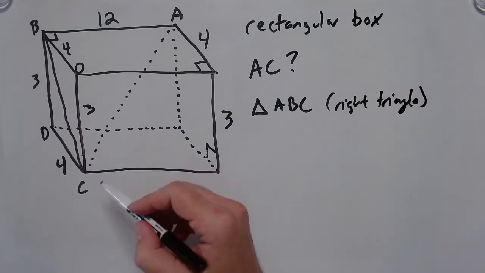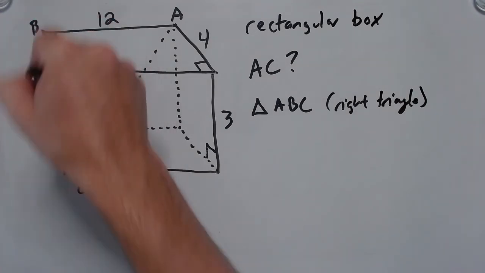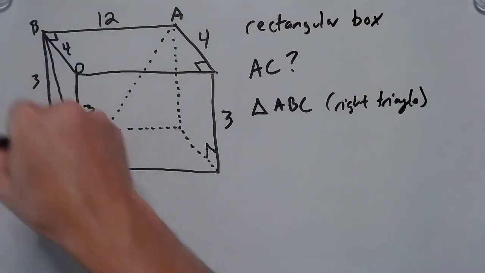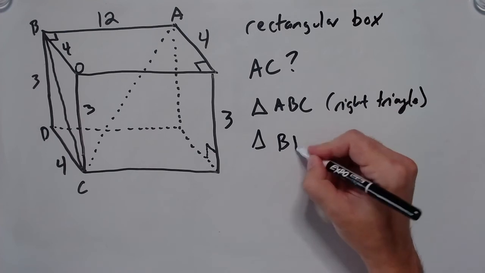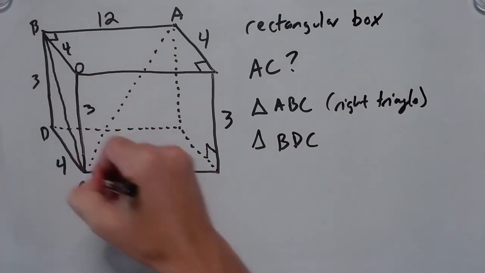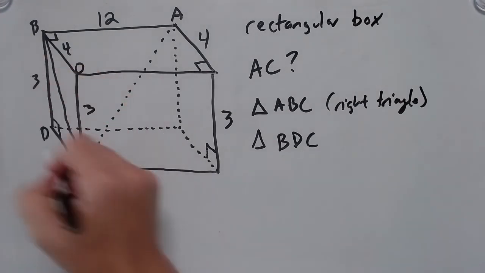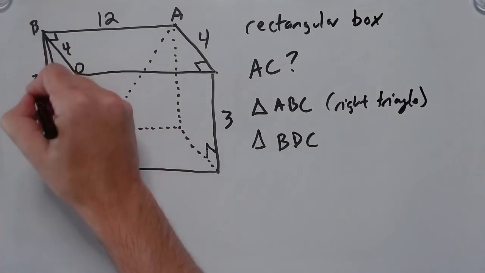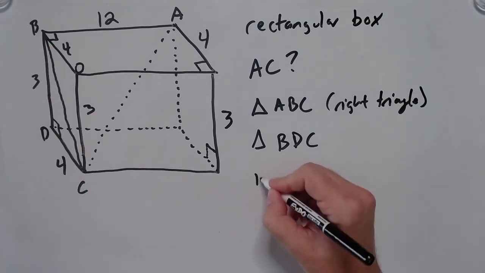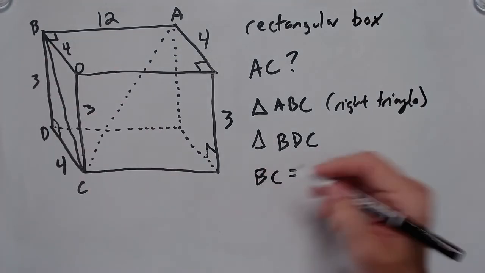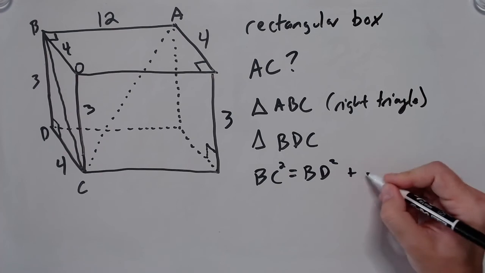All right, so we need to find out what BC is first. So let's look at the side of this rectangular box. We have BD and DC, so we've got another right triangle, BDC. It's on the side of this box. And again, this is your right angle, the side of the box. So we have one leg, which is 3, one leg, which is 4, and we have the hypotenuse, BC. So BC, the measurement, is going to equal BD squared plus DC squared.